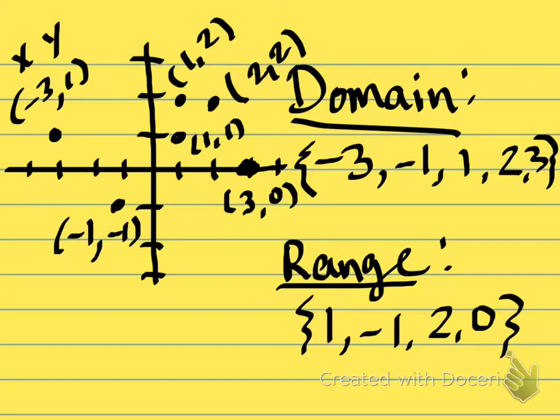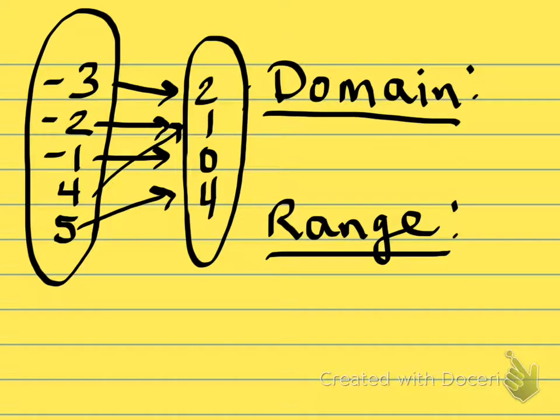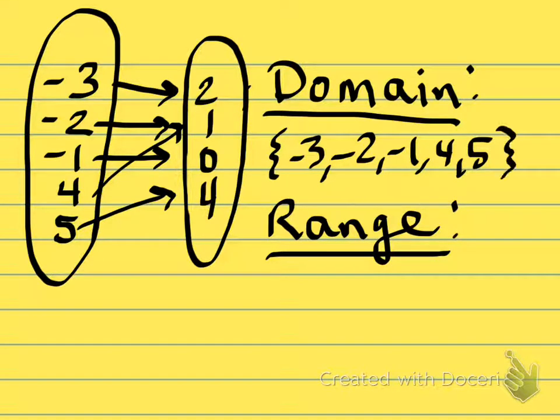Let's look at another one. Here we have a mapping diagram. The domain is the inputs or the x values. The range is the y values. If you look, they actually already have it listed. So your domain is -3, -2, -1, 4, and 5. Don't forget your squiggly brackets. Your range is 2, 1, 0, and 4. Mapping diagrams are much easier than the graphs.